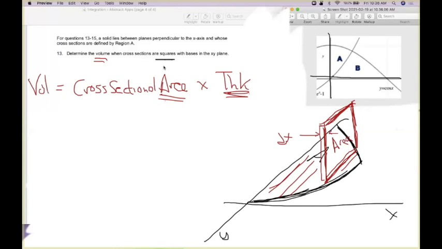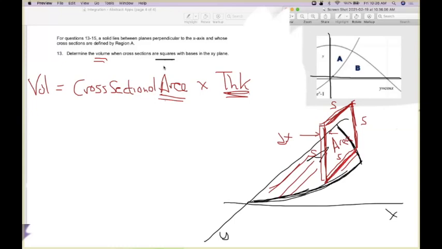The thickness is easy. That's almost always going to be our dx or our dy, depending on the direction we're looking at these things. And the cross-sectional area, let's read what it's defined as. The cross sections are squares with their bases in the XY plane. So the base of this thing, here's a side here, here's a side there, and it's sort of resting on this one side right here, which I'm trying to write. There it is. Well, what determines that side length? How do we get from here to there?